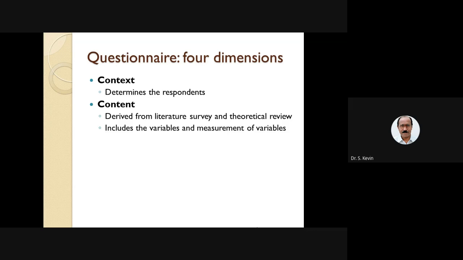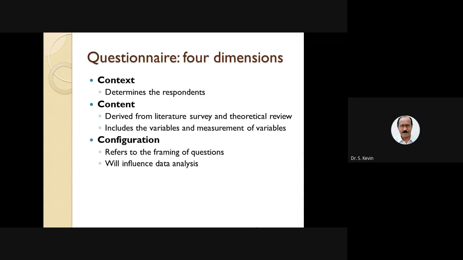Supposing you are studying satisfaction, customer satisfaction or job satisfaction of an employee. Satisfaction has to be measured. How to measure? Two aspects will be there. One is the variables. We are going to ask questions about the variables, and then how to measure the variables. In the second half of the session, we'll be studying how to measure the variables. That is the content of the questionnaire.